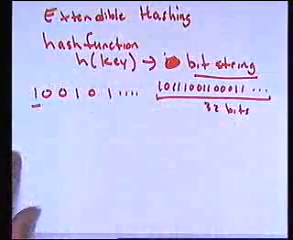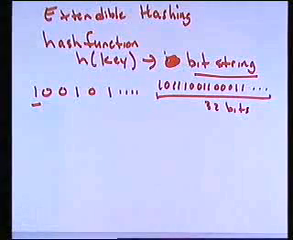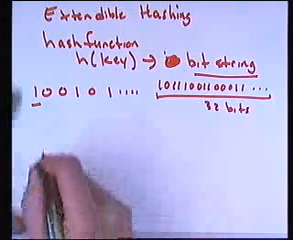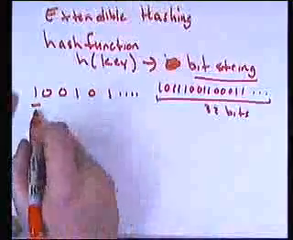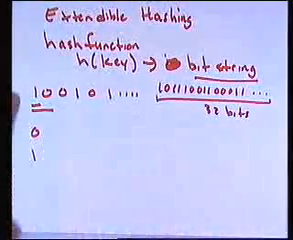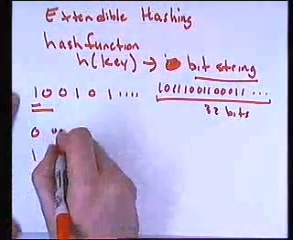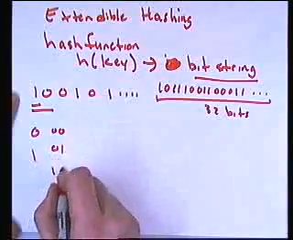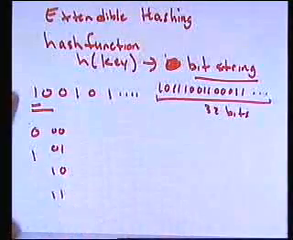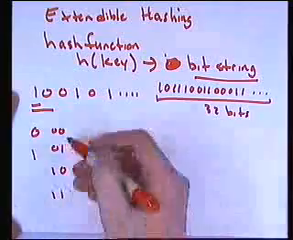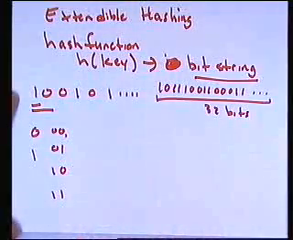Now, if I take a 1-bit prefix, my results are either going to be 0 or 1. I have two different indices there. If I take a 2-bit prefix, my results are going to be 00, 01, 10, or 11. That is, I have four different indices composed of the binary numbers 0 through 3.